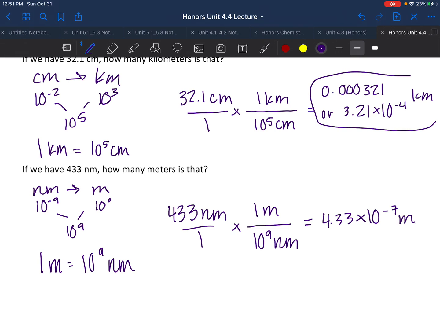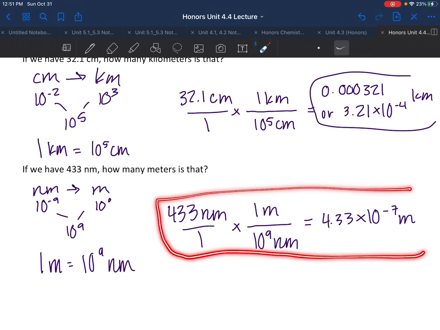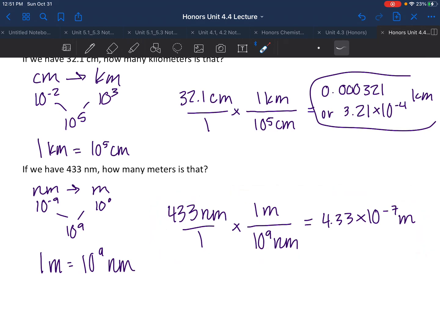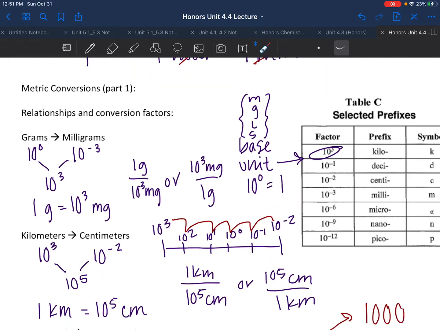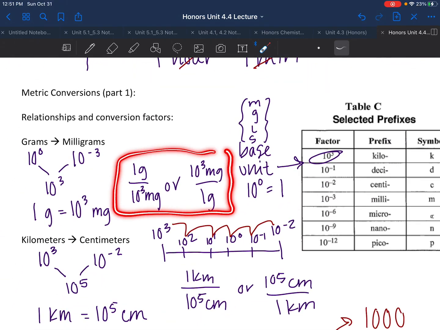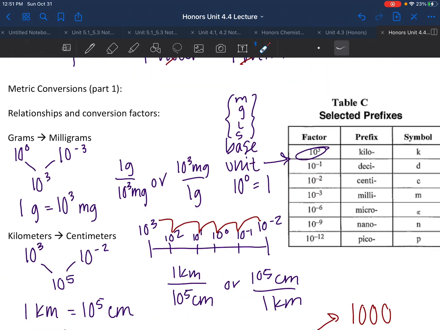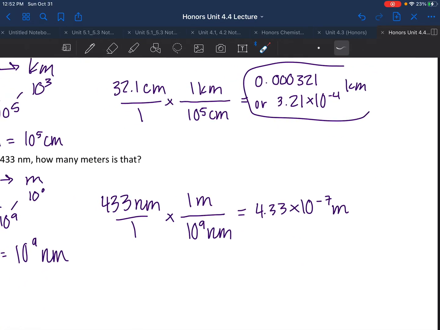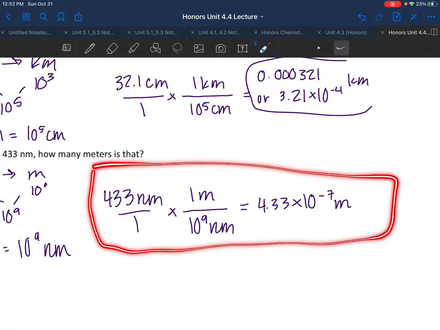Now, if I ever ask you to show work, this is what I need to see. This is the minimal amount of work I need to see. If I ask for a relationship or an equality, that's this right here. And again, if I ask for the possible conversion factors, that's going to be these two options here. But I just wanted to specify the minimal amount of work would be this right here.